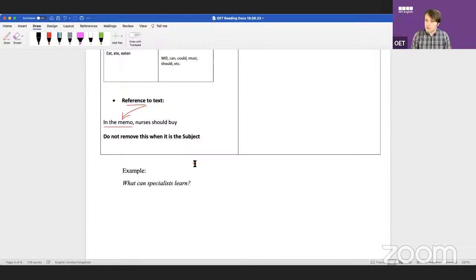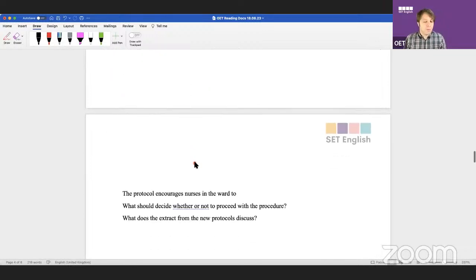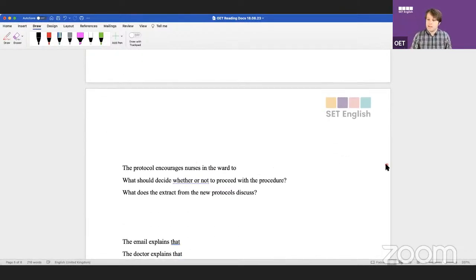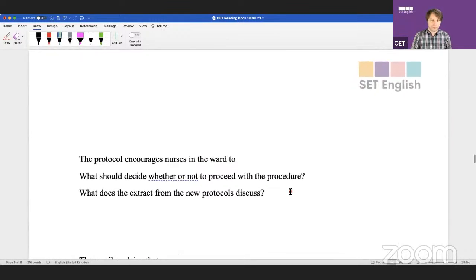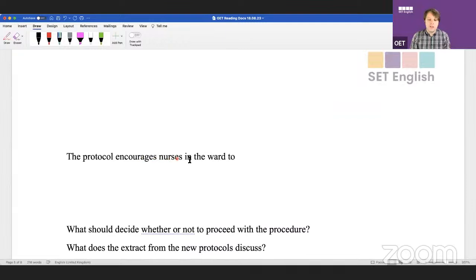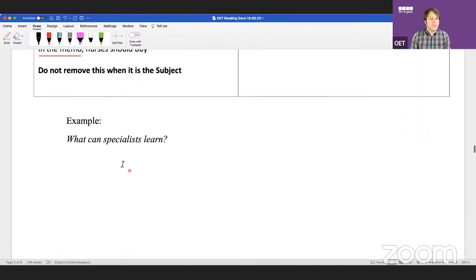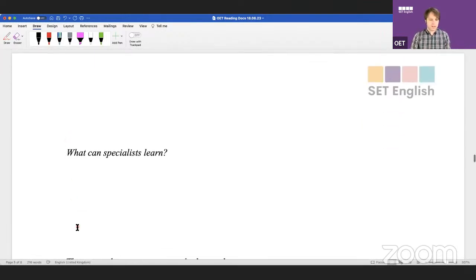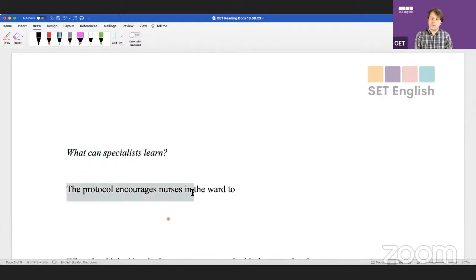That's the question. Okay. Now, Isaac, can you come, please? Or Jenny, if you can put your microphone on. Yes, sir. The protocol encourages nurses in the wards too. Okay. Why? What's the difference, Isaac, between this one and this one? Do you see? There's a very big difference here between this and this. What's the difference?